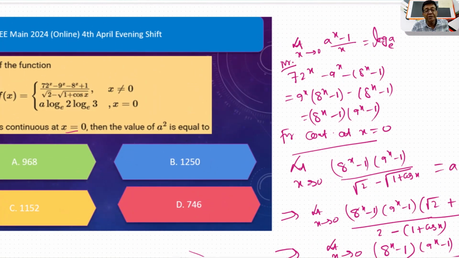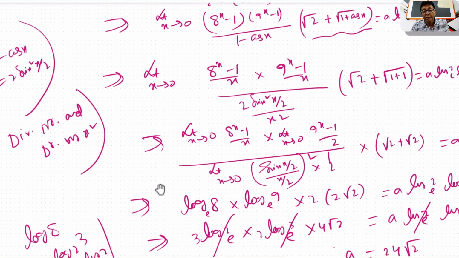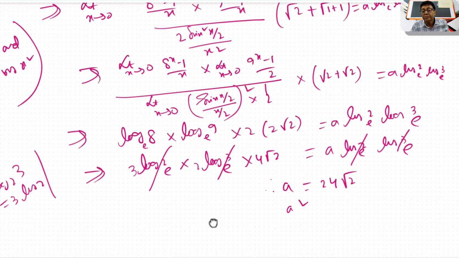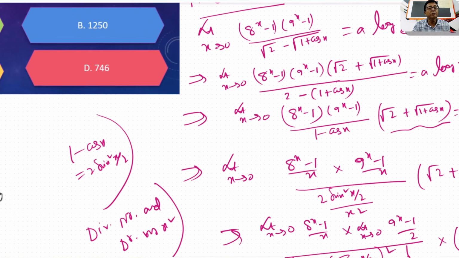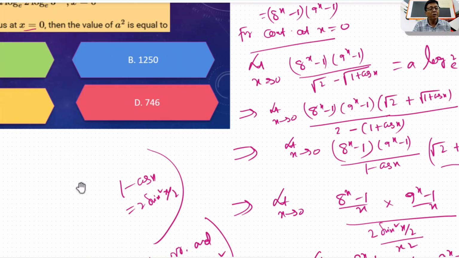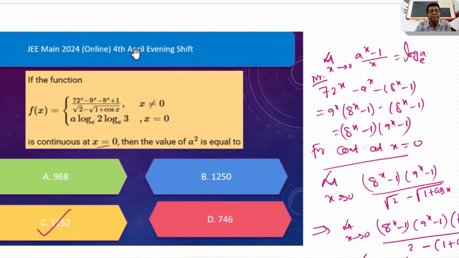Then a square is equal to what? A you got here 24 root 2, a square will be the square of this, into 2. This is 1152. I hope this is your option. Yeah, 1152. Option C is the correct answer for this sum.